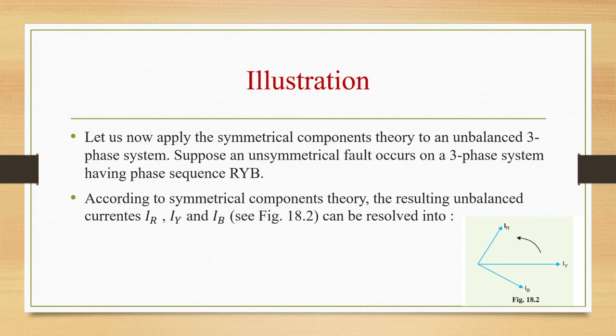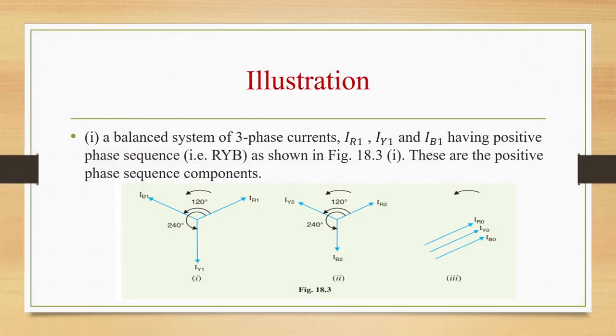Suppose an unsymmetrical fault occurs on a three-phase system having phase sequence RYB. According to symmetrical components theory, the resulting unbalanced currents IR, IY and IB can be resolved into positive, negative and zero sequence components. The first one is a balanced system of three-phase currents IR1, IY1, IB1 having positive phase sequence, that is RYB. For positive sequence components, the sequence is RYB. For negative sequence components, it is RBY.